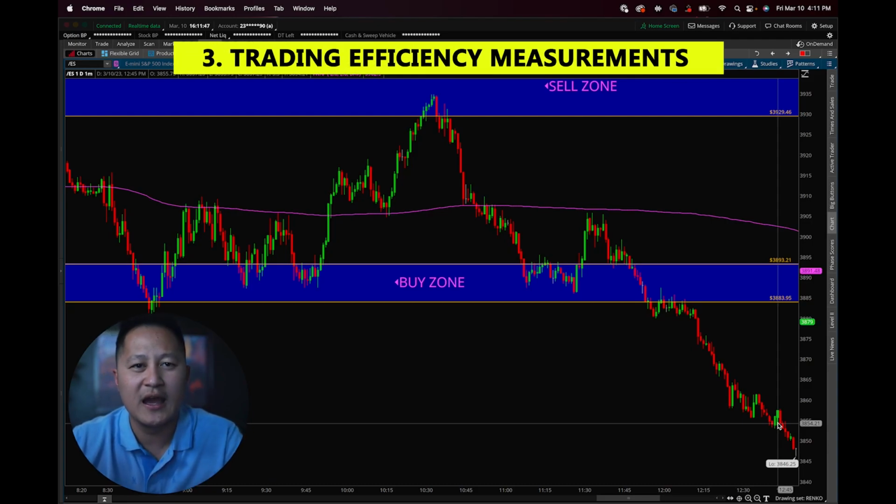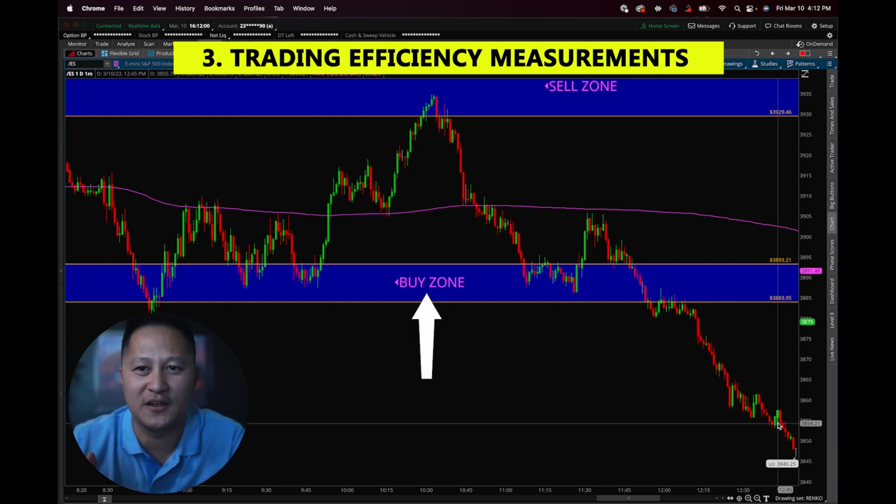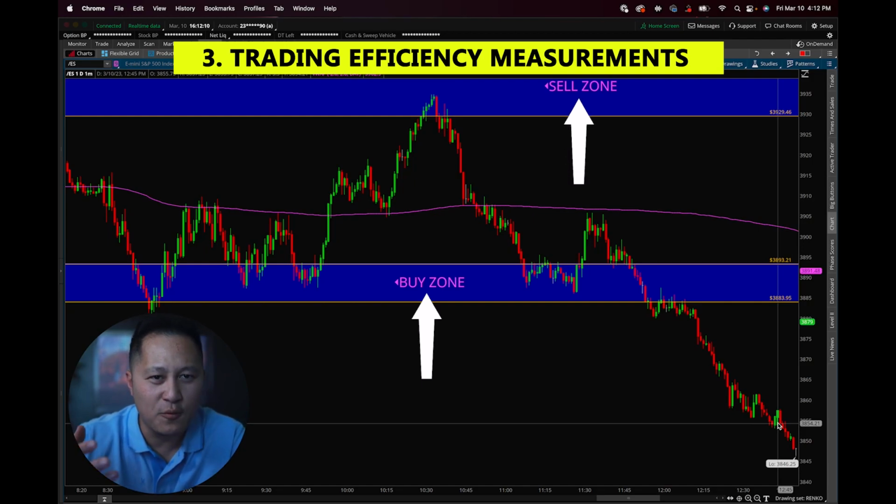Number 3, trading efficiency measurements. After buying and selling a security, institutions or individuals can compare the prices to the VWAP value. A buy order executed below the VWAP value would be considered a good fill because the security was bought at a below average price. Conversely, a sell order executed above VWAP would be deemed a good fill because it was sold at an above average price.